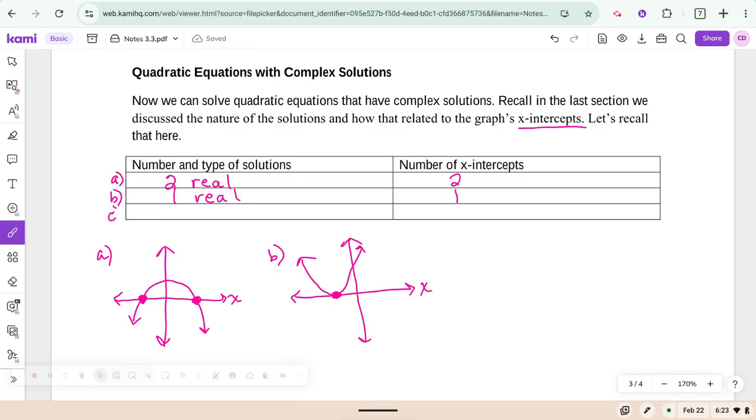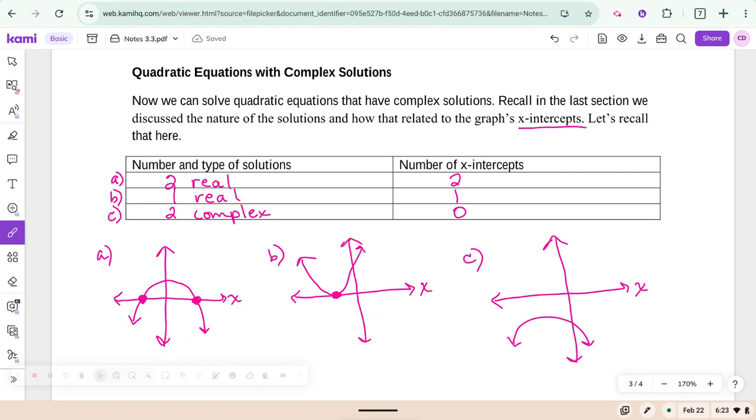If you have the third option, where you have two complex solutions, this means it will not have any x-intercepts. So an example would be one that looks something like this, where the parabola does not cross the x-axis at all.